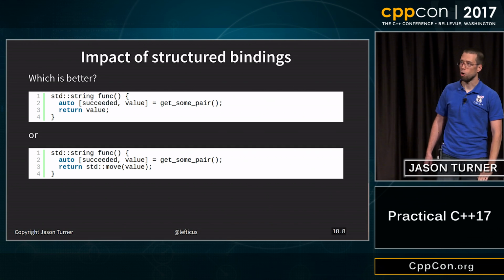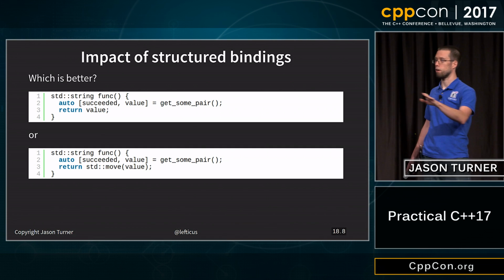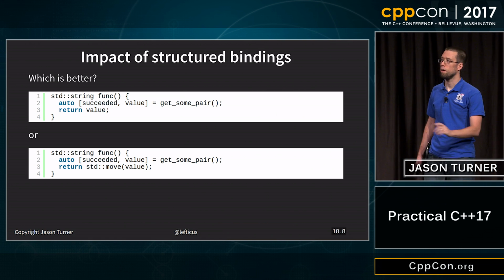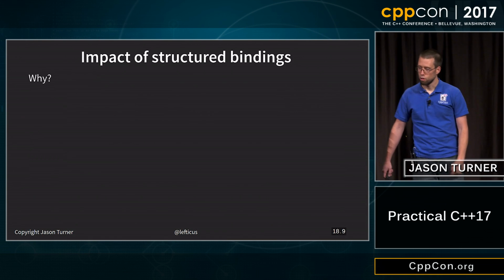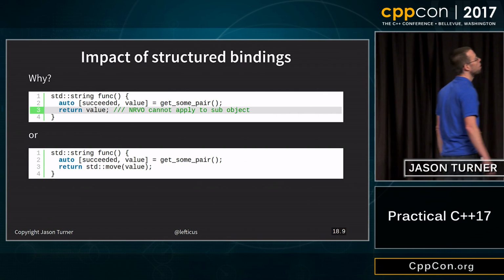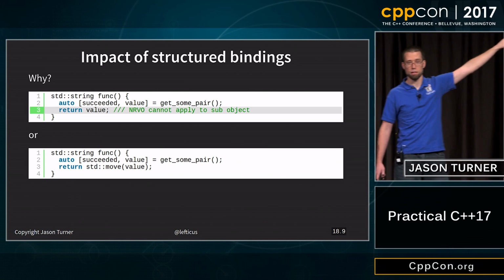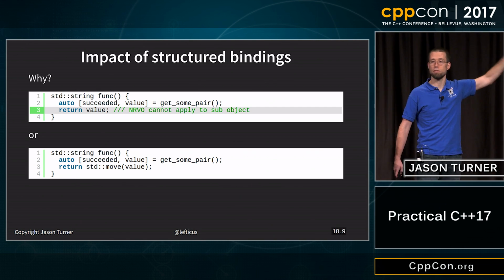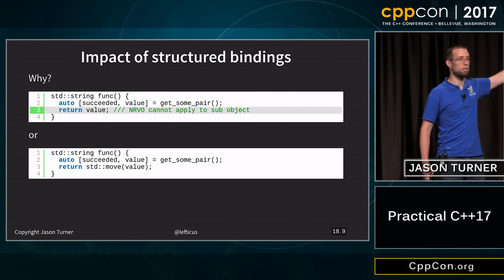Almost, okay, lots of people think the first one is better. All right, who thinks the second one's better? Okay. We still have exactly the same problem. Return value optimization cannot apply to a sub-object. That value is still a sub-object of the thing that was returned from the function. In this case, move is better because it is not what you're expecting.